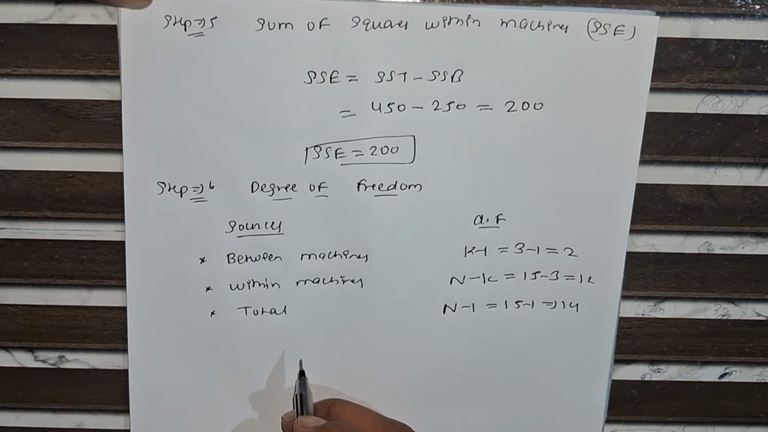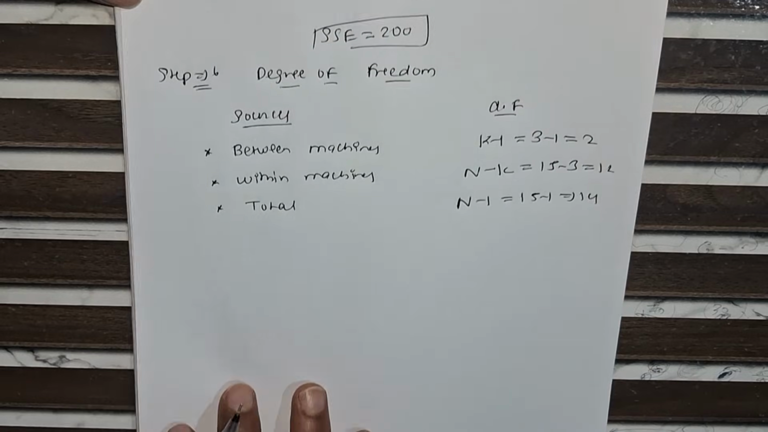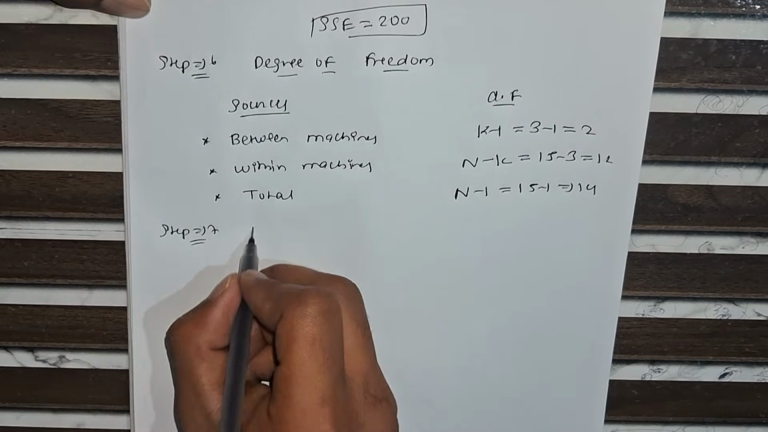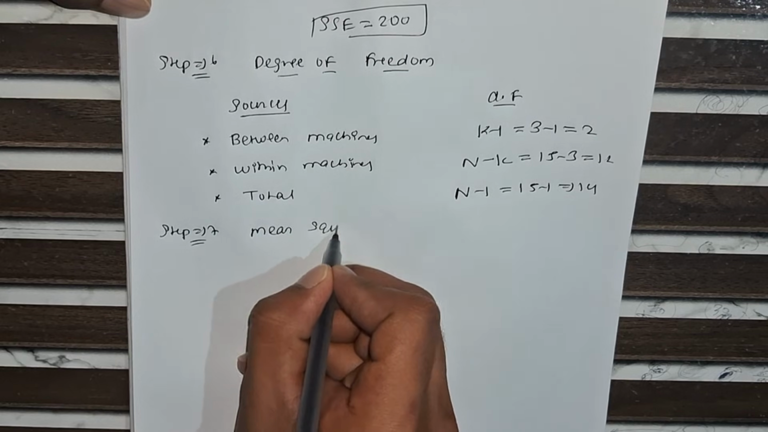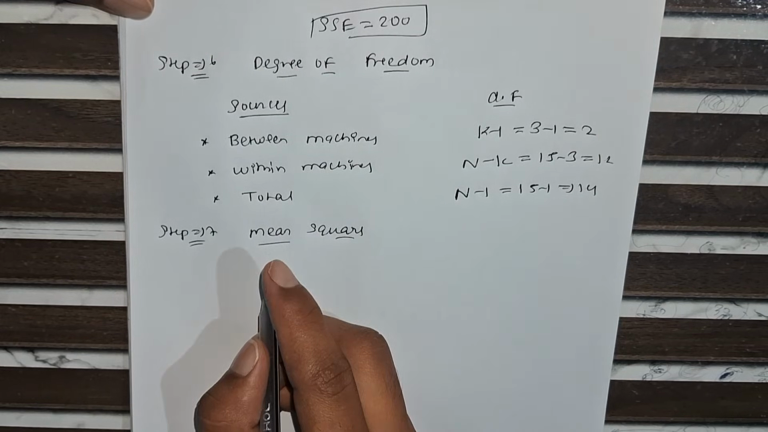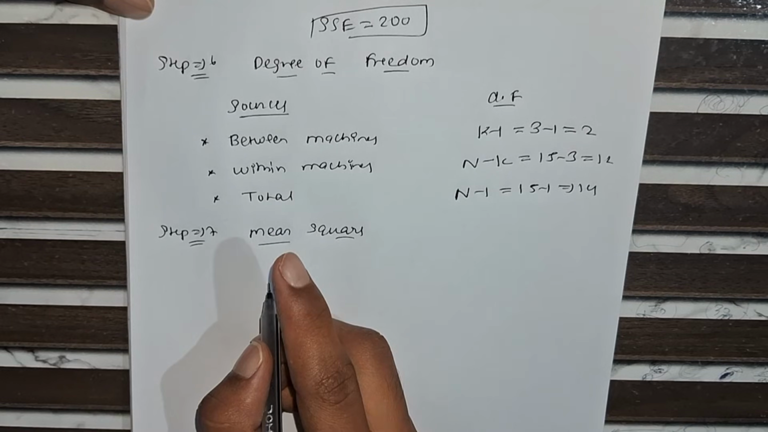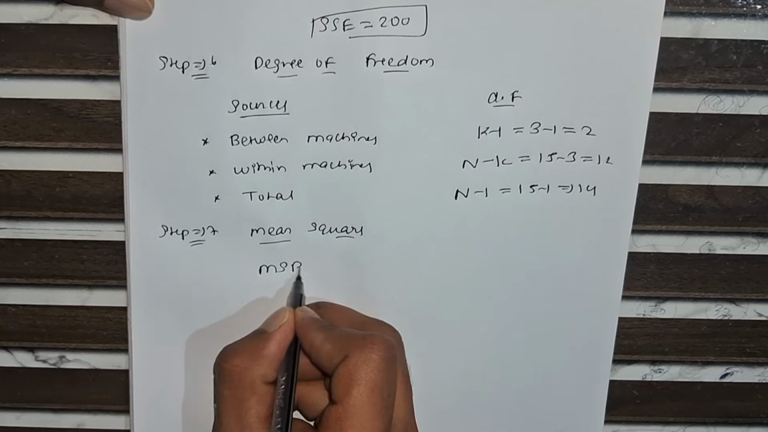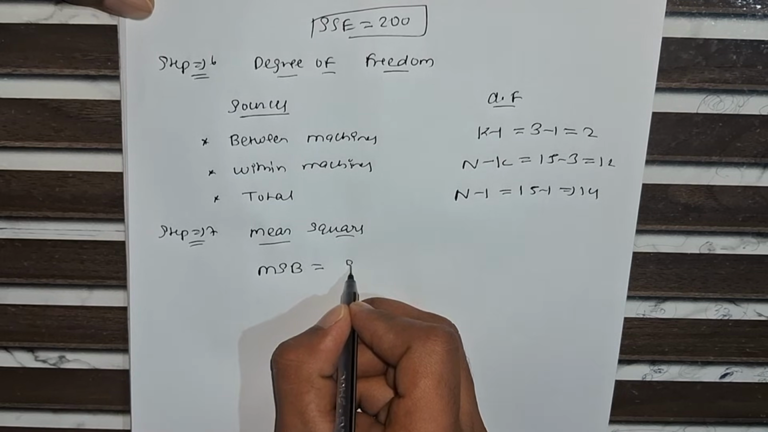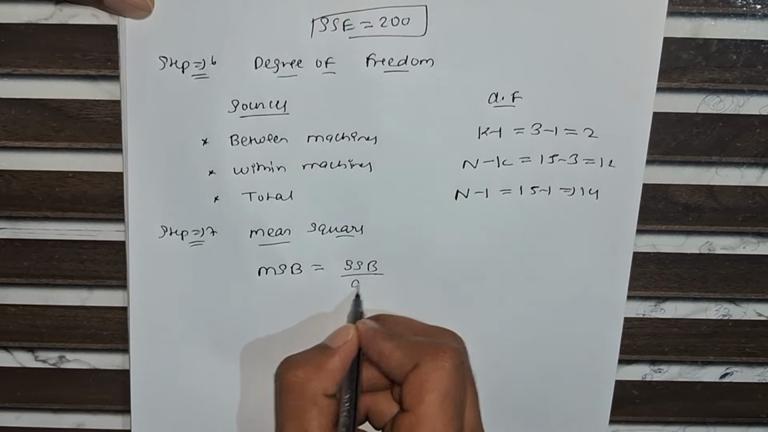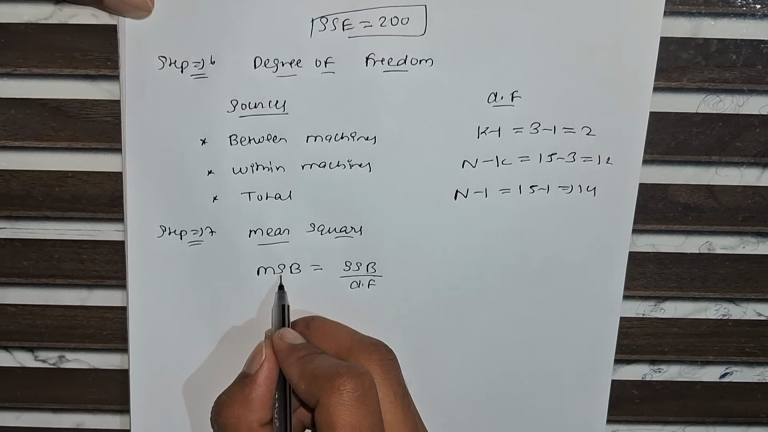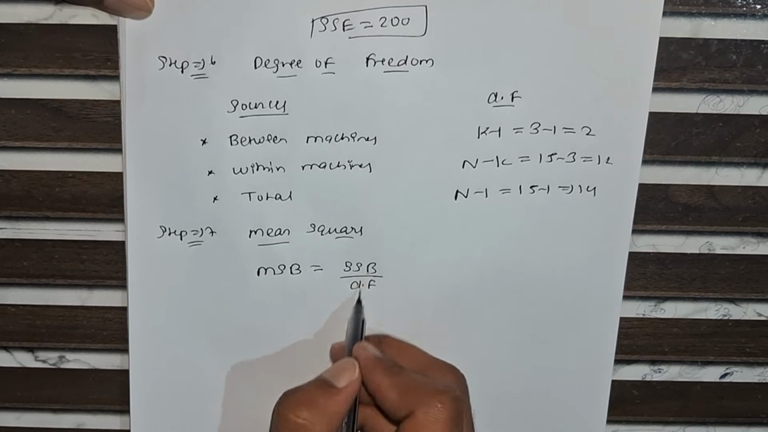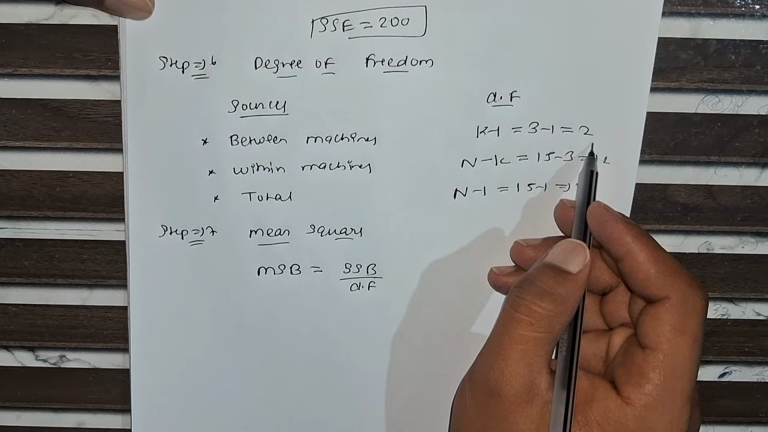Now move to our seventh step where we are finding mean square. So step 7 is mean square. First we are finding mean square between the machine, and then we are finding mean square within the machine. So MSB equals SSB divided by degree of freedom. So this is mean square between the machine, which equals sum of square between the machine divided by degree of freedom between the machine, which is 2.